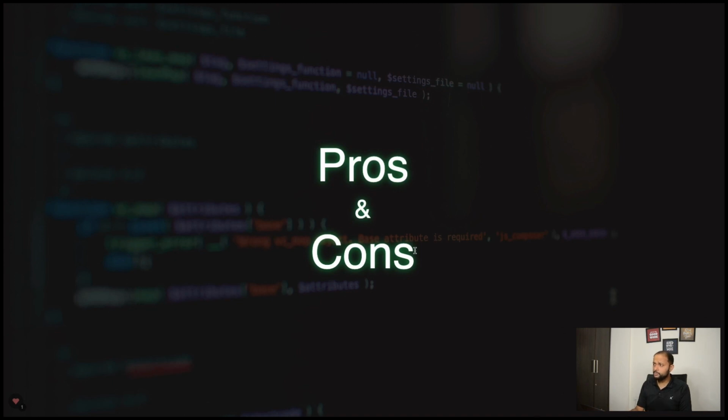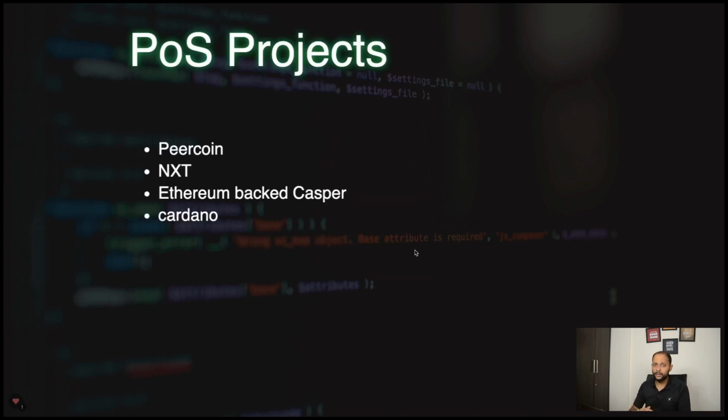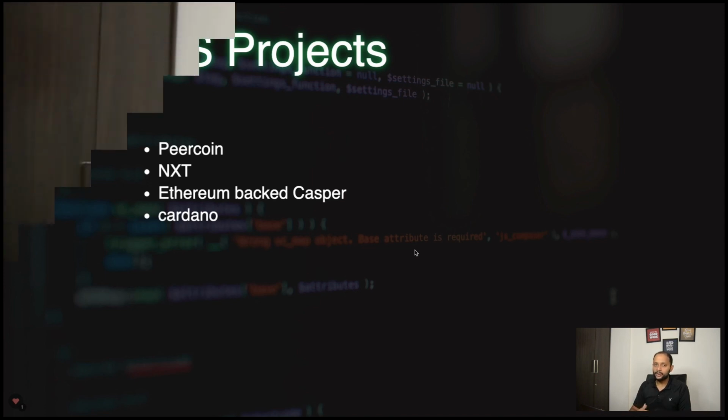Now, what are the PoS powered projects? There are a lot of different proof of stake powered projects. The first ones are Peercoin and NXT. Even Ethereum has one project called Casper. And of course, there are a lot of other projects also, like Cardano and all.